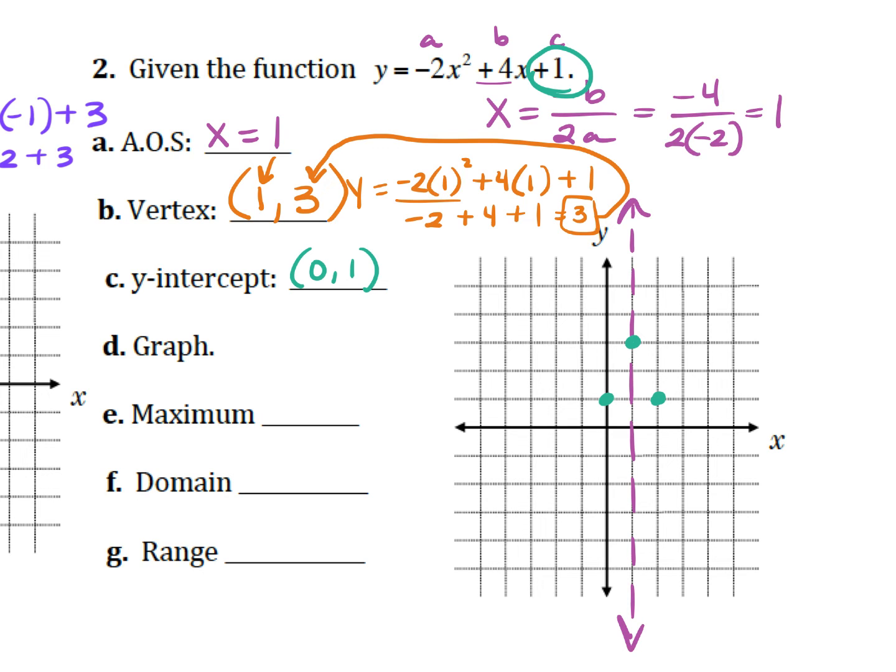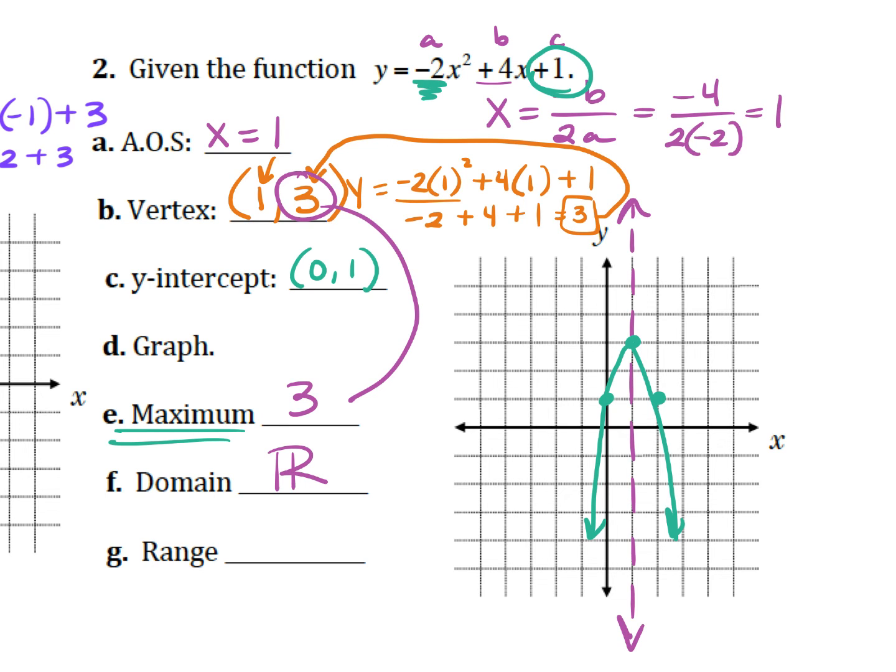Does it make sense that this graph is opening down? Why? Because that negative 2, your a value is negative, so it should be opening down, okay? Okay, so what's your maximum? It's the 3. This number is always your maximum. It's the y value of your vertex. What's the domain? All real numbers. And then your range should be y is less than or equal to or greater than or equal to?